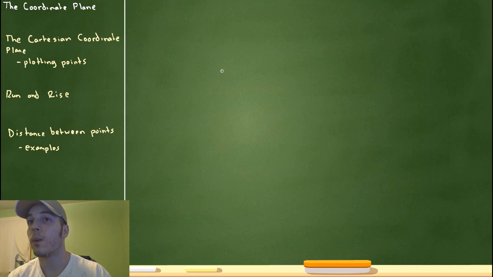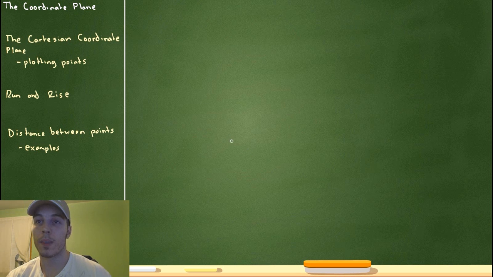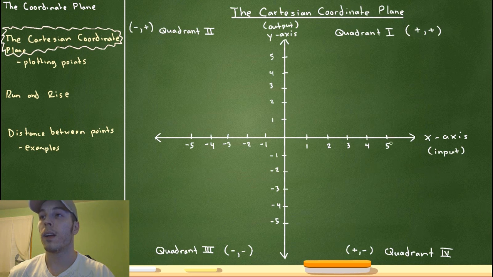Hey everyone, in this video we're going to be talking about the Cartesian coordinate plane. We'll be talking about how to plot points, and once we are able to plot points, we're going to talk about the run and the rise between points, and then we're going to be talking about the distance between points, and we'll go over a couple of examples for those. So, to begin, let's take a look at the Cartesian coordinate plane.